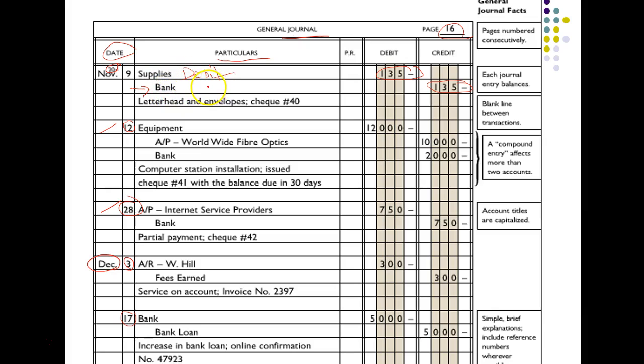So we record the debit, which is step number 2. Then we record the credit, which is step number 3. And then step number 4 is you're going to write a short explanation of the transaction. Sorry, I'm not so good with this pen.